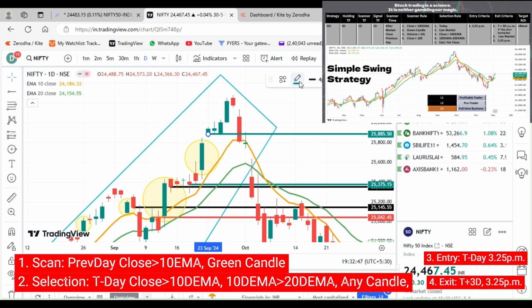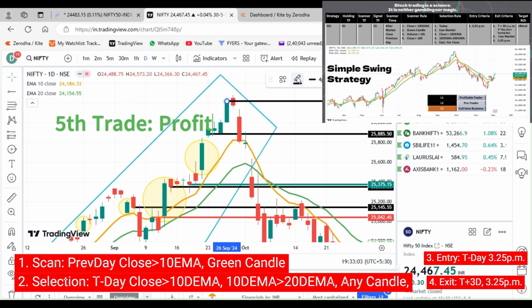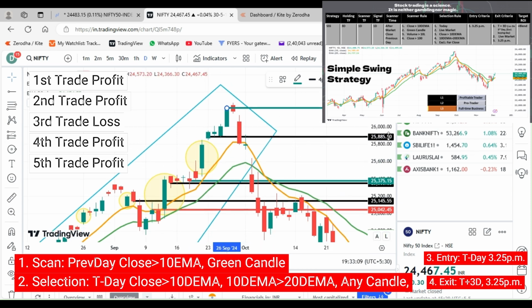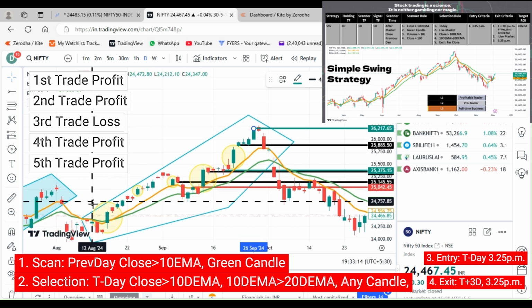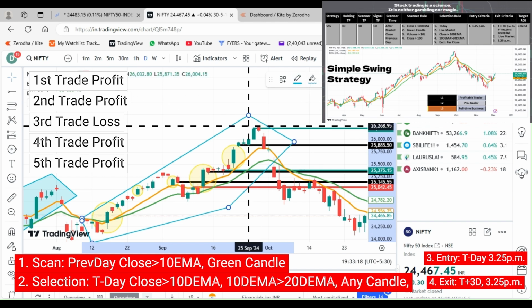Now exit is on the third day after the entry, that is 1, 2, 3. Here is the closing price. Now here I'll exit it. Now this is also a profit. Now see the example that I have given in a single leg. There are 1, 2, 3, 4 profits and 1 loss. Now similarly, you can do the exercise for the previous legs from the history data.